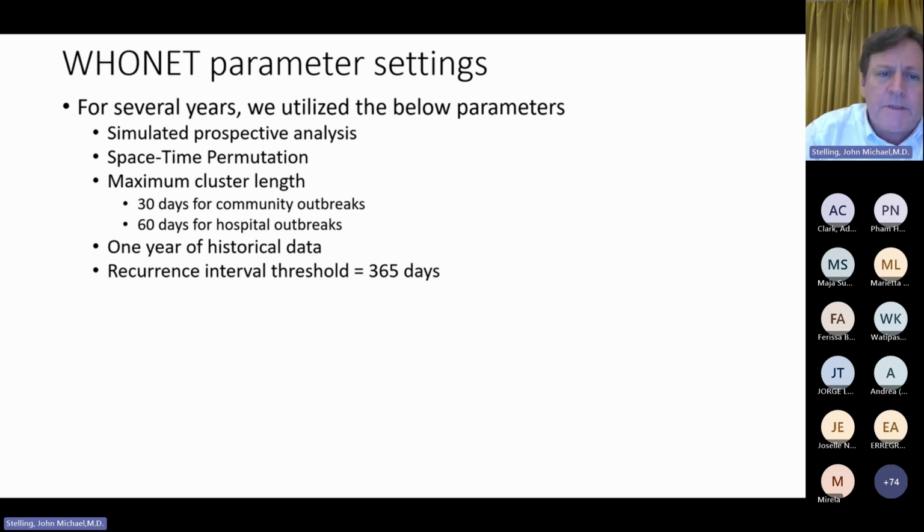For our hospital outbreaks, we use 60 days, because sometimes the numbers in the hospital are so small, at the end of 30 days, sometimes you're still not sure if it's an outbreak or not. So you might want to wait until 60 days. And we used 1 year of historical data with a publication threshold of 365.